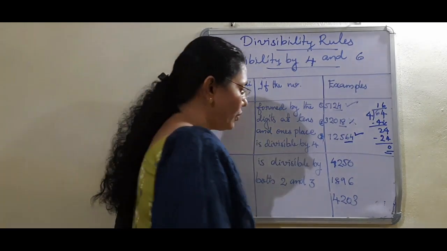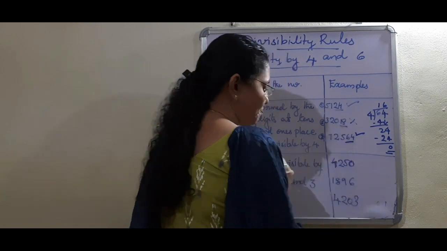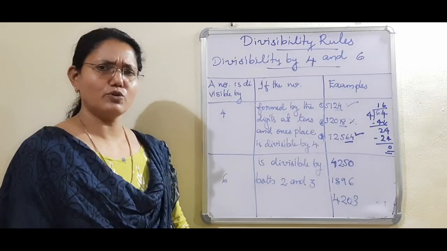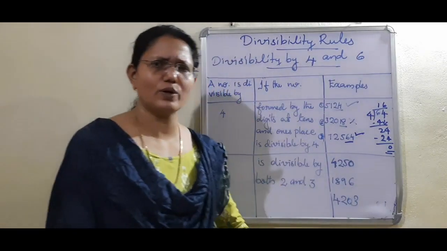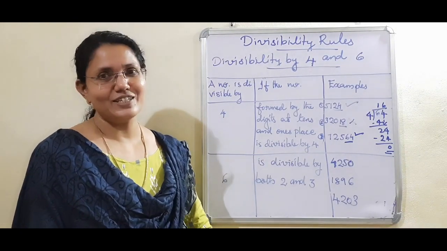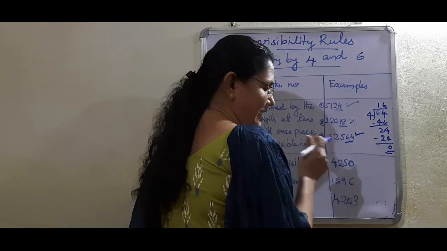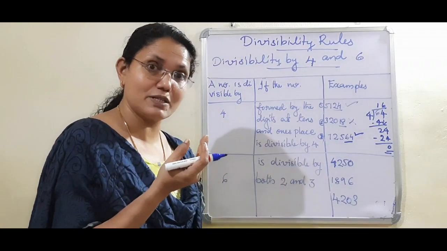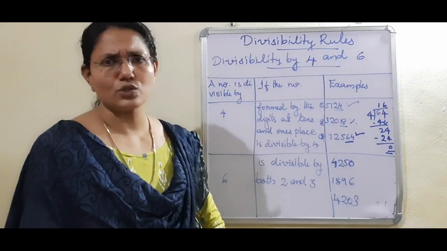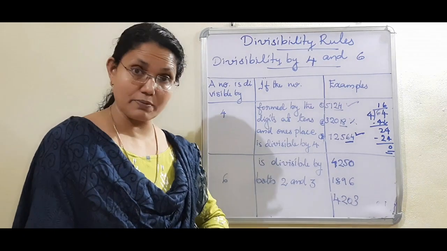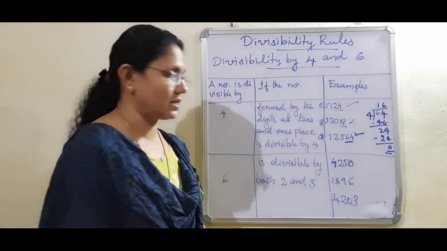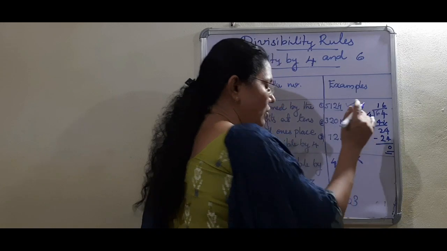With an example I will show. 4250. It is an even number, so it is divisible by 2. How could you understand? Since ones place 0 comes, I already told you, if ones place is an even number, it is divisible by 2. Next, we can add. If it is a multiple of 3, it is divisible by 3. 4 plus 2, 6, 6 plus 5, 11. 11 is not there in the multiples of 3. It is divisible by 2, but it is not divisible by 3. Therefore, it is not divisible by 6.